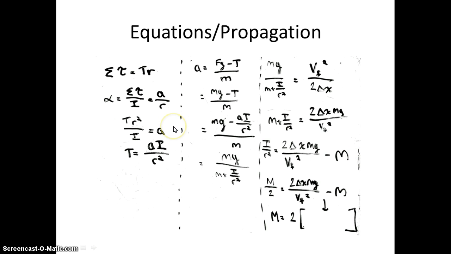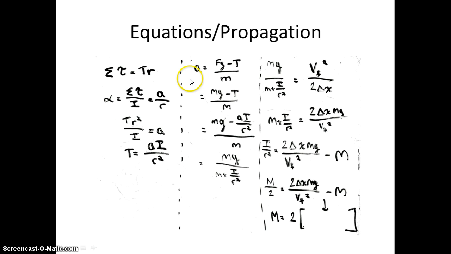So now we get to our equations and propagations. The sum of the torques is just going to be the tension times the radius, and from that you can start manipulating to solve for T. So alpha is going to equal the sum of the torques over I, and it's also equal to a over r by its definition. So once you start propagating, you get T r squared over I equals a. And then when you solve for just the tension, you multiply both sides by I and divide by r squared, so you get T equals a I over r squared.